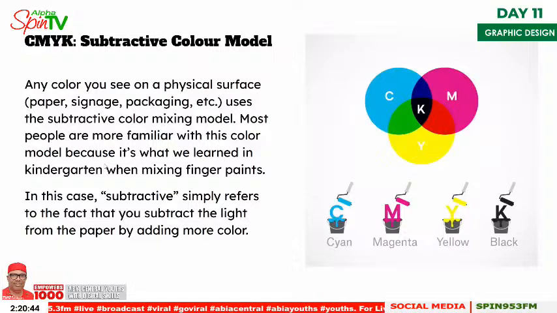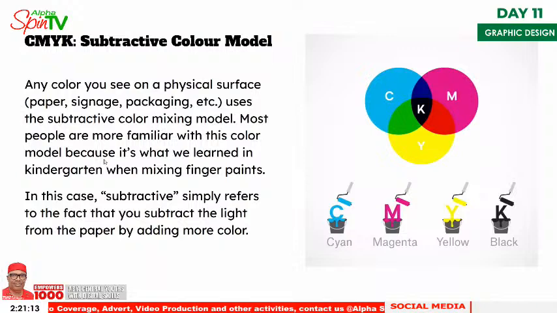Now it says any color you see on a physical surface, paper, signage, packaging, etc., uses the subtractive color mixing model. Most people are more familiar with this color model because it's what we learned in kindergarten while mixing finger paints. In this case, subtractive simply refers to the fact that you subtract the light from the paper by adding more.